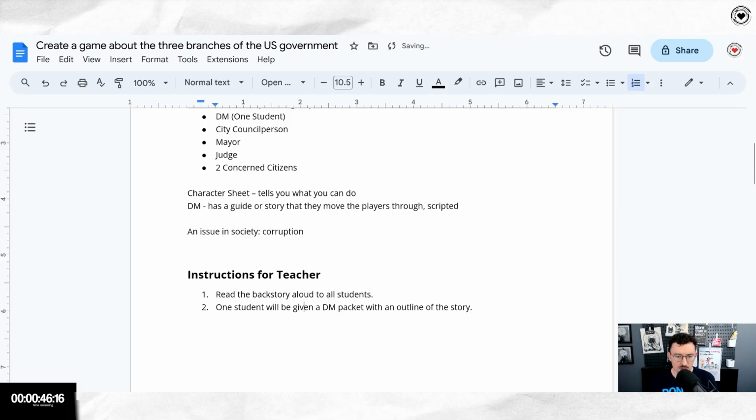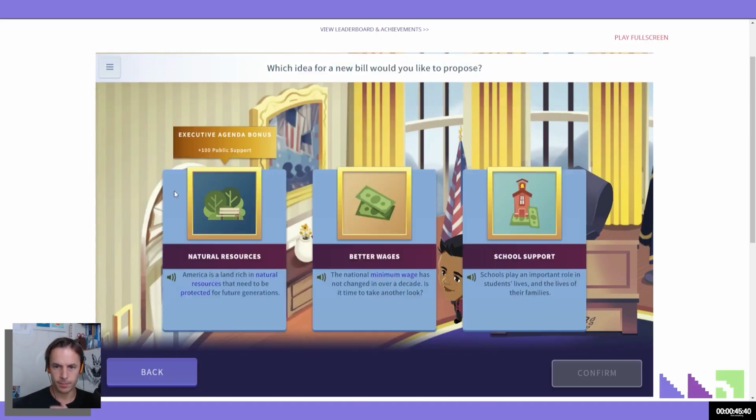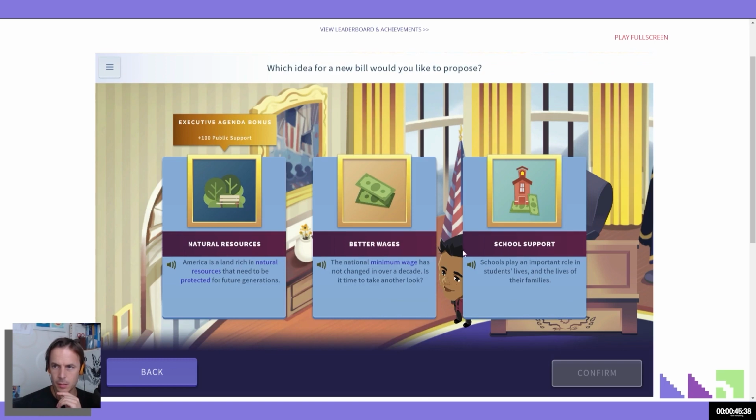So read the backstory aloud to all students. One student will be given a DM packet with an outline of the story. They should read the overview. At the same time, all other students in the group should complete creating their character as instructed on their character cards. Propose a bill idea, sure. Which idea for a new bill would you like to propose?